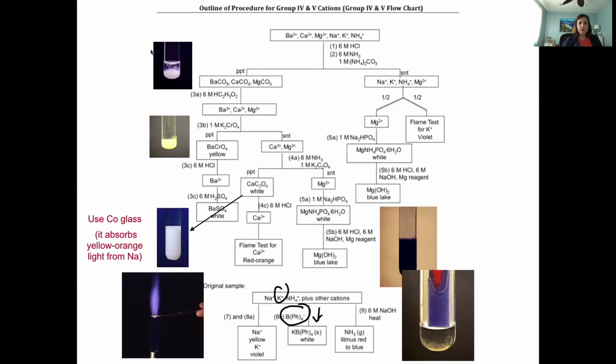Okay, so go ahead and watch videos on the flame tests, and I will be posting a discussion question for you to think about for qualitative analysis, and then you will get your unknown data soon.